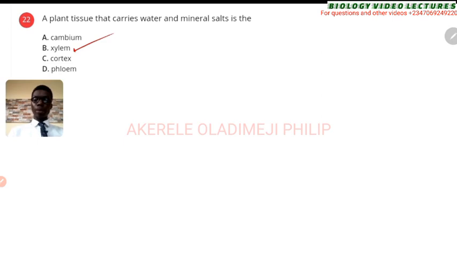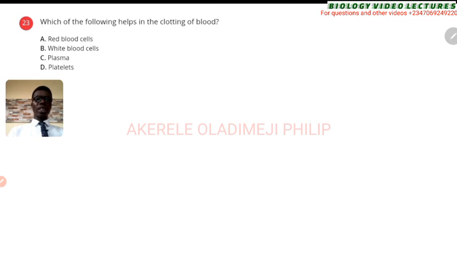Which of the following helps in the clotting of blood? I think I said that not long ago in one of the questions we've done today. It is platelets, otherwise called thrombocytes. Let me quickly remind you of the functions of red blood cells, white blood cells and plasma. Red blood cells carry oxygen or respiratory gases, and also carry carbon dioxide. White blood cells provide immunity, and plasma carries nutrients and some waste products as well. All right.